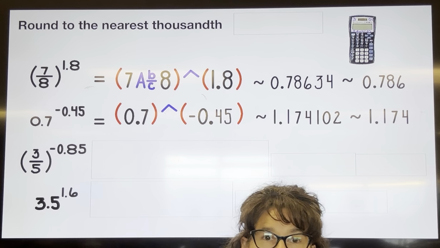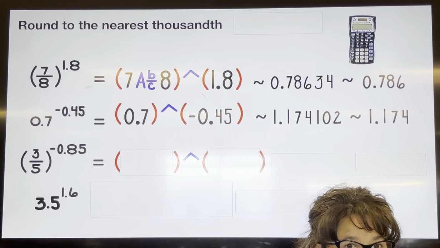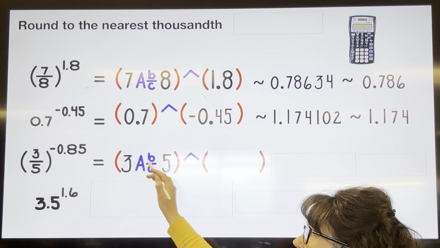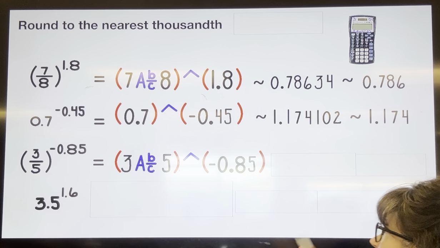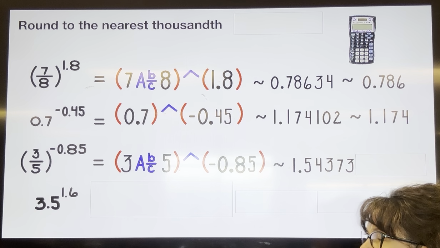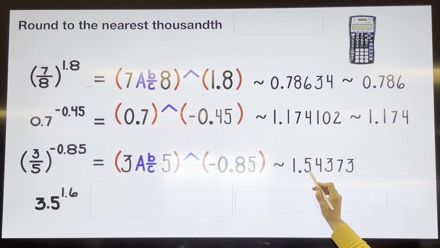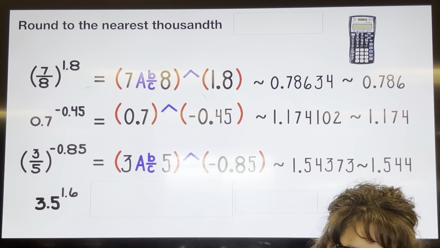Okay, entering this one in my calculator, we're going to put the base 3/5 in parentheses, which is 3, AB over C button, 5, to the power of negative 0.85. Hit enter, we get this. 3 places, 1, 2, 3. The 7 makes this 3 a 4. So we're going to have 1.544.